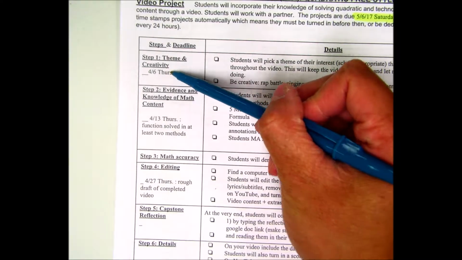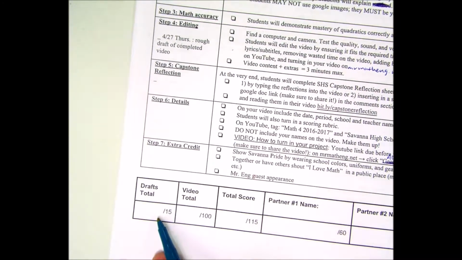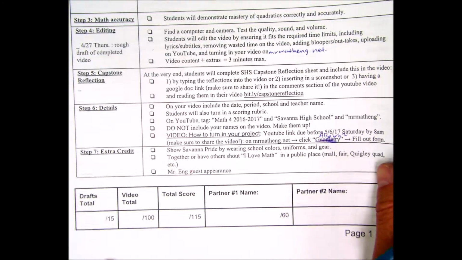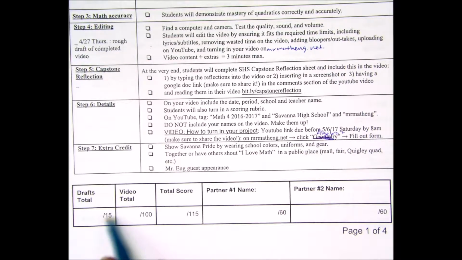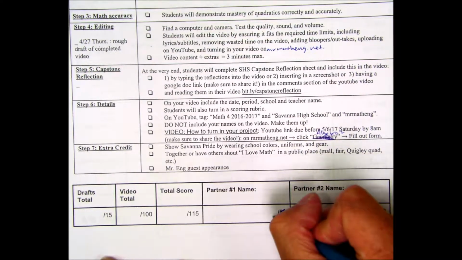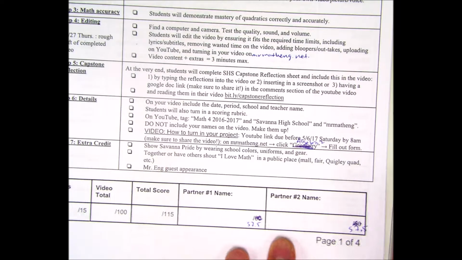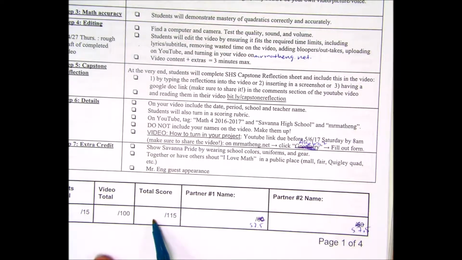So the drafts, there's 3 drafts, 1, 2, 3, each worth 5 points. That's your total. And then I'm going to show you guys the rubric in the back. That's out of 100. We add those together, you get 115. And then you and your partner, that'll be 57.5. And this is also 57.5, so go ahead and change that. Then we're going to split up those points however you guys decide, okay?